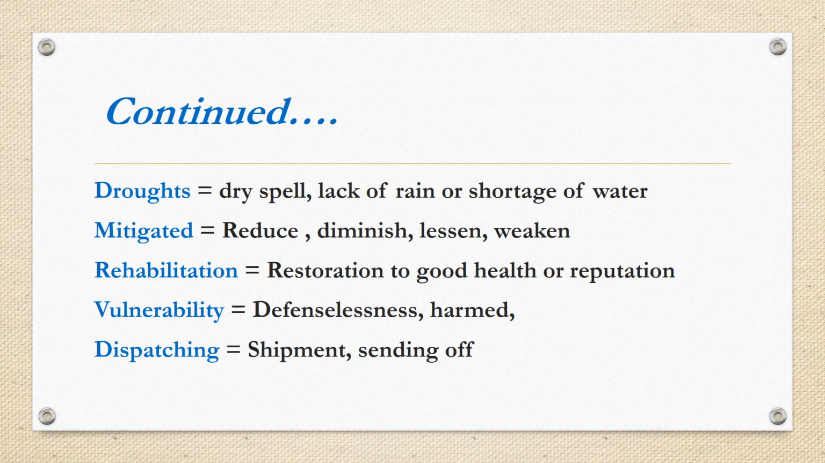Mitigated means to reduce, diminish, lessen, weaken; in Urdu, kam karna. Rehabilitation: restoration to good health or restoration to good reputation. Recovery we can say. Vulnerability: defenselessness, which has no power to defend itself. Dispatching: shipment, sending of something.